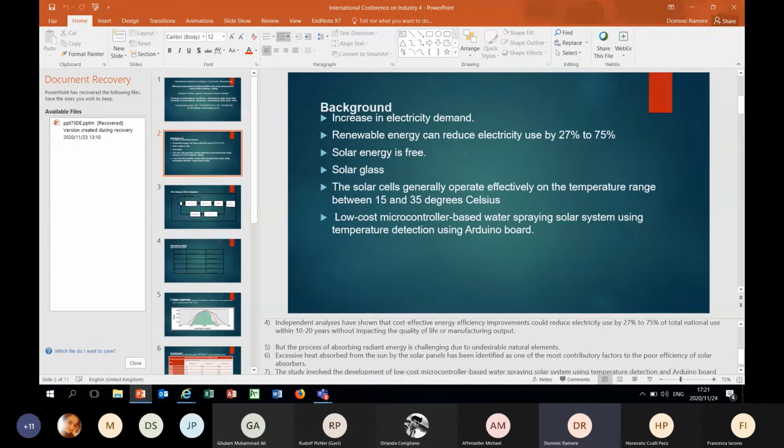If you look at solar, the advantage is that solar energy is free. The challenge associated with solar energy is the absorption. When it's very hot, the glass of the panel becomes very hot, so it also impacts the electricity generation of the solar panel. As we have seen, the solar panel can operate effectively at temperatures ranging between 15 and 35 degrees Celsius. So in this research, we have proposed a low-cost microcontroller-based water spraying solar system using temperature detection with an Arduino board.